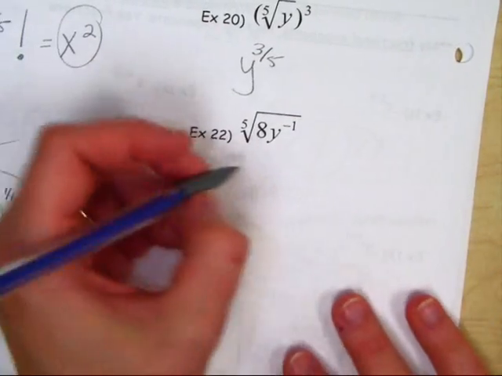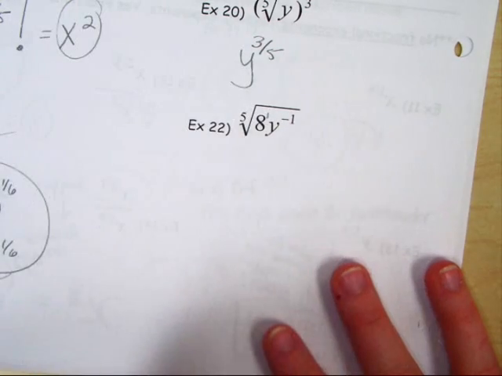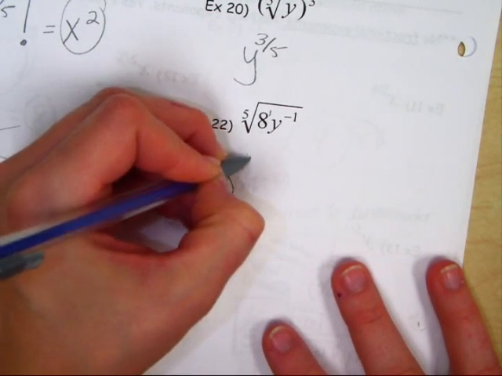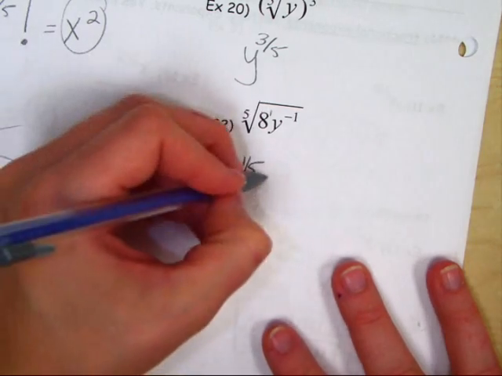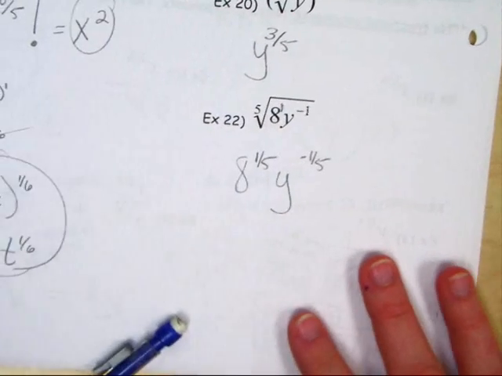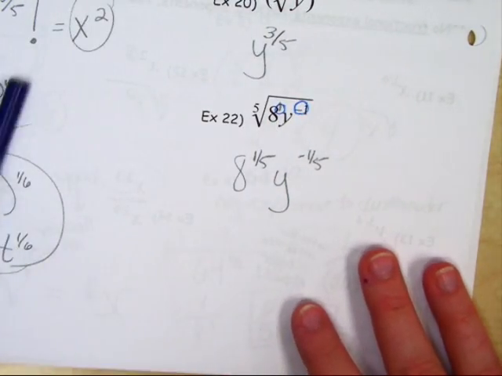22. All right, let's think about it like this. Put a 1 with your 8, and now I want you to do this. 8 to the 1/5 power, y to the negative 1/5 power. That way, 8 gets its own exponent and y gets its own exponent.